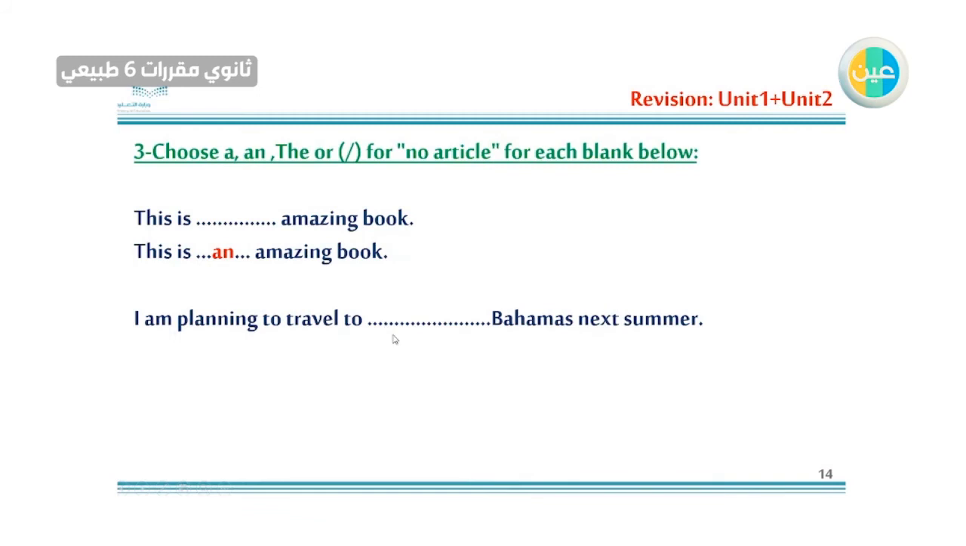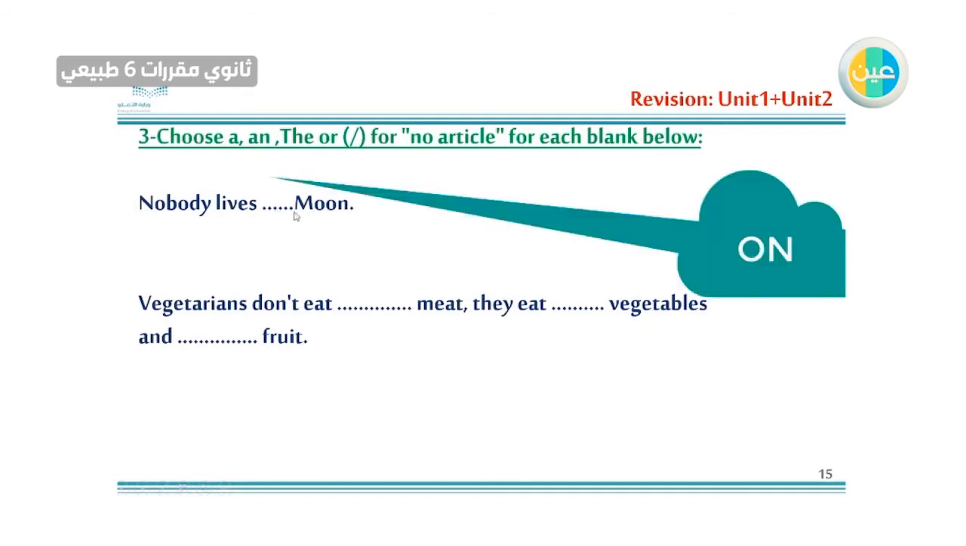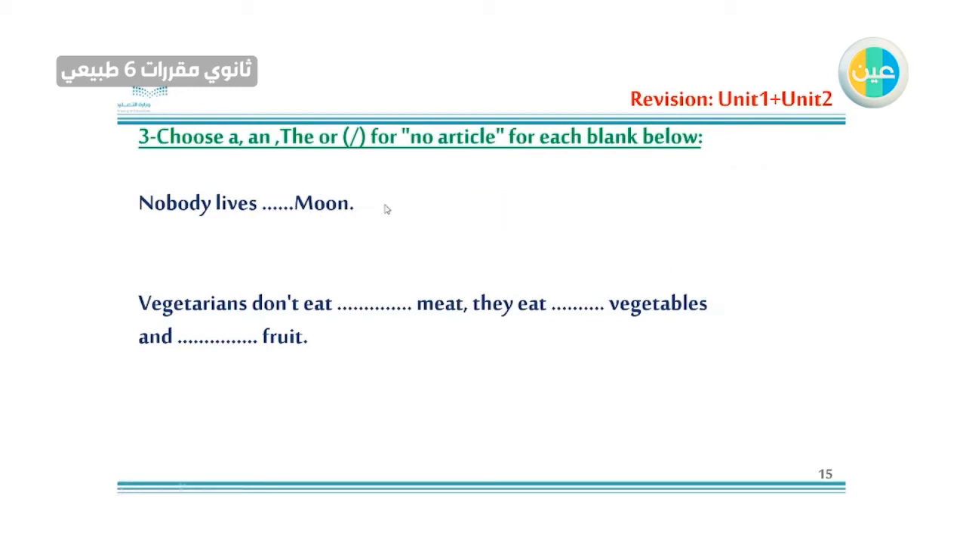I'm planning to travel to Bahamas next summer. Bahamas. What are Bahamas? Yes, islands. So we said with plural islands, we will use the. I'm planning to travel to the Bahamas next summer. Nobody lives on moon. We have to say on the moon. So, yes, nobody lives on the moon because everyone knows the moon. It's already known. On the moon.